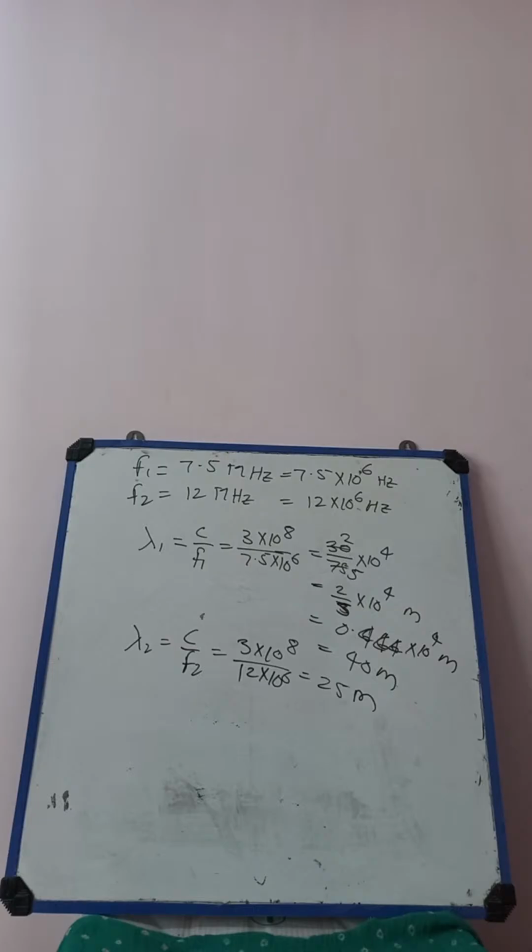Second gamma rays, third cathode rays, and last infrared rays. I'll repeat, which one of the following is not electromagnetic in nature? First X-ray, B gamma rays, C cathode rays, and last infrared rays.